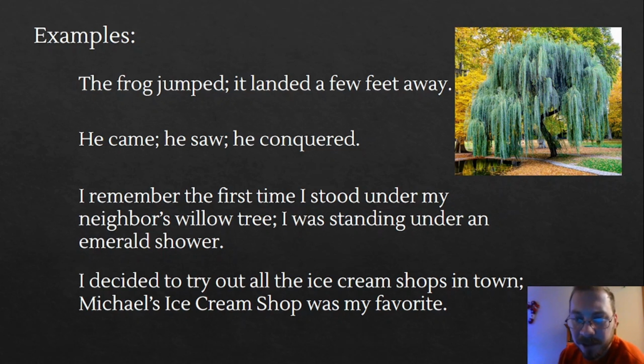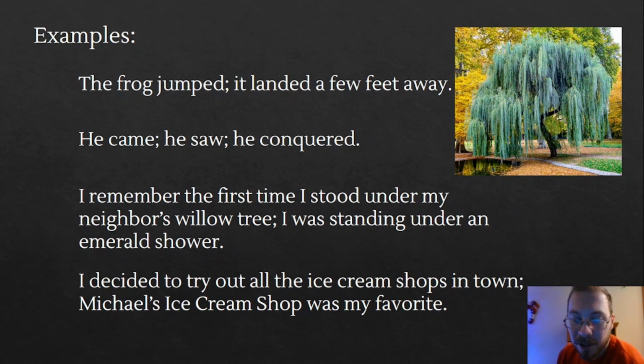I remember the first time I stood under my neighbor's willow tree, I was standing under an emerald shower. So the first part, the first sentence here does stand alone by itself. It doesn't need more information to be complete. If someone said that to you, you would understand what they were saying. I was standing under an emerald shower, same thing. Those are two independent clauses, independent sentences that you can connect with a semicolon. They flow together and they relate to each other.